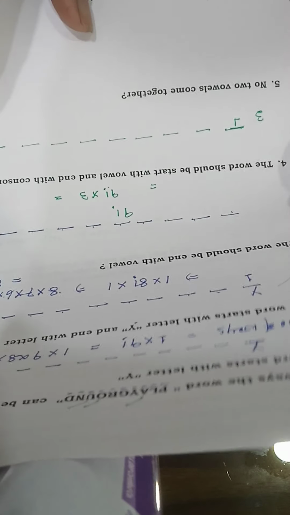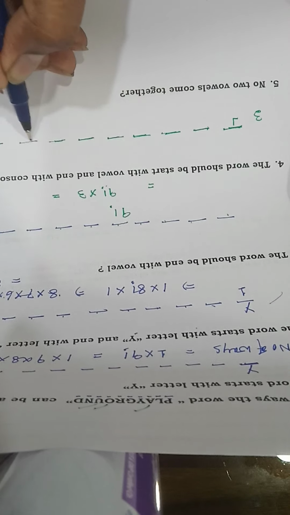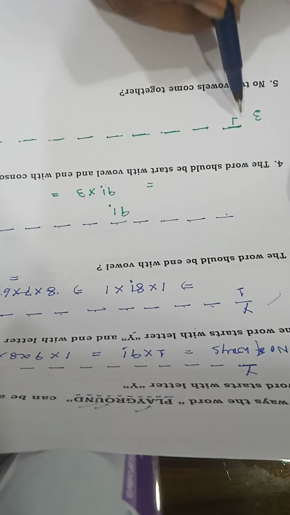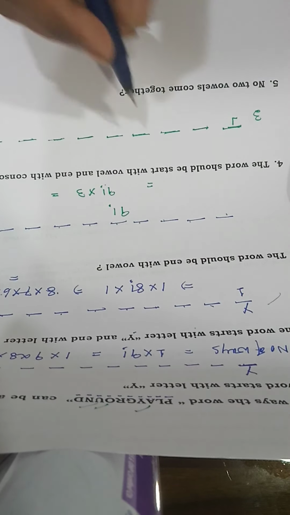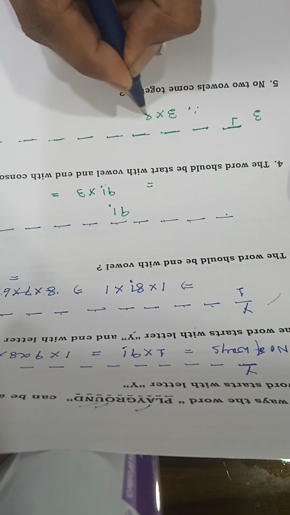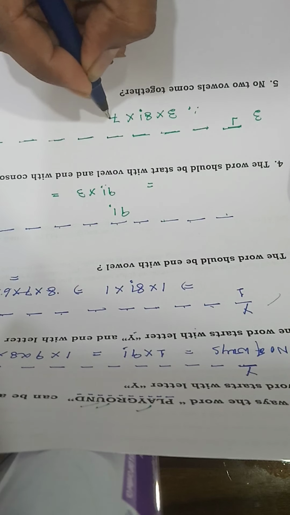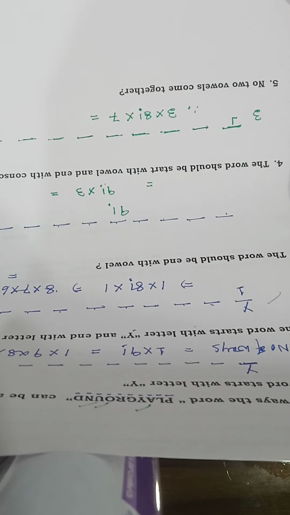So how many places are left? So very simple. Okay, 8 places are left. So the answer will be very simple: 3 into 8 factorial into 7. Put down the answer, as simple as that.